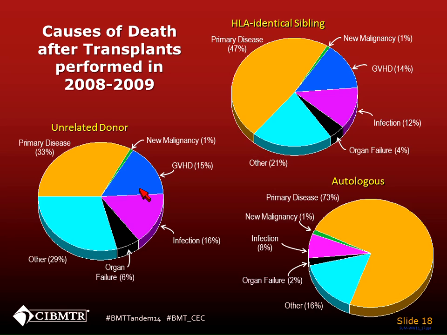So why is immune reconstitution important? This is a slide that I'm sure you've seen a million times at this meeting or other meetings, which looks at the causes of death after transplantation, and this is CIBMTR data. And you can see that whether we're using autologous transplants, HLA identical siblings, or unrelated donors, infections here in pink account for a substantial number of complications. And infections are tied to immune reconstitution in large part.